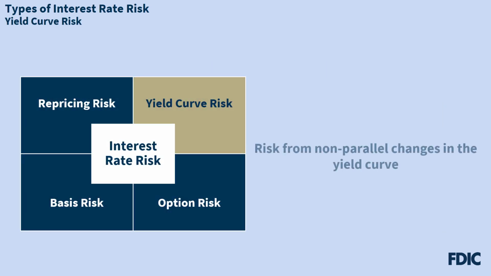Yield curve risk arises from changes in the shape and slope of the yield curve as short and long-term rates move in non-parallel ways. To put it another way, yield curve risk is the risk from changes in the shape of the yield curve.